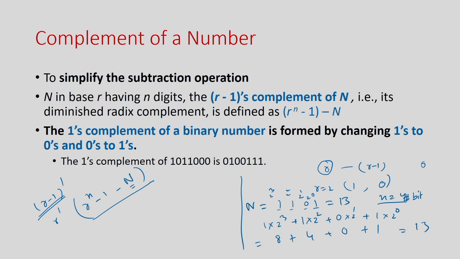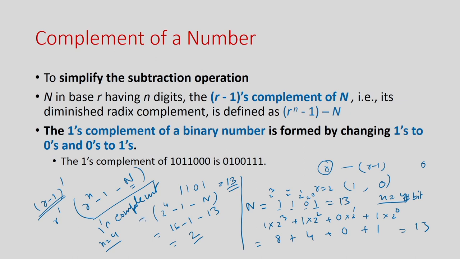Now for the 1's complement, because r is 2, r minus 1 is 1. Suppose we take the number 13, which is 1101, and I want the 1's complement of this number. Since I am using 4 bits, n equals 4. So it is 2 to the power 4 minus 1 minus the number, which is 16 minus 1 minus 13, which is 2. So the 1's complement of 13 is 2.